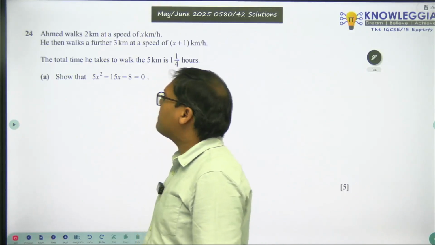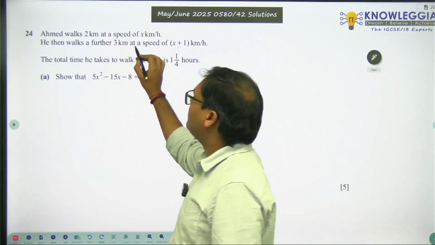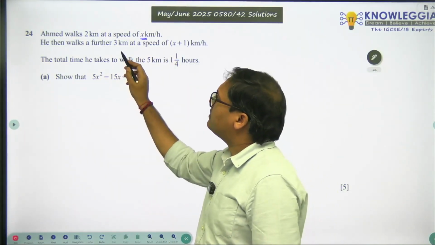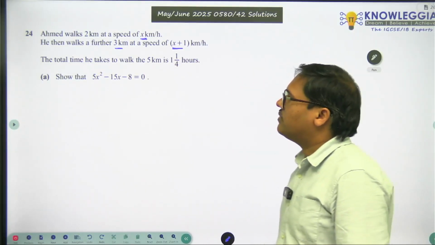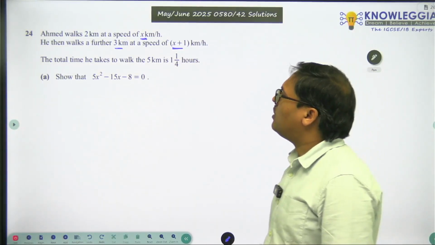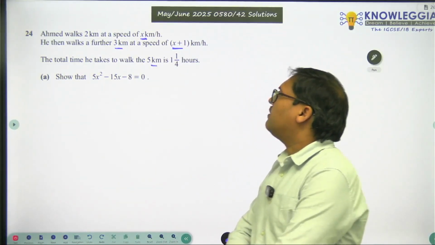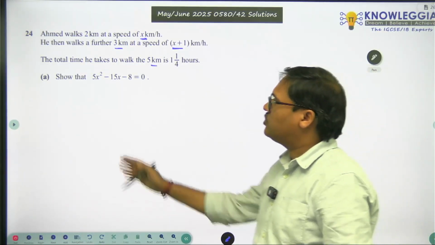Okay. Now the next one. Ahmed walks 2 kilometers at a speed of x kilometers per hour. He then walks a further 3 kilometers at a speed of x plus 1. Okay. The time taken to walk the 5 kilometers is 1 and 1/4 hours. Okay. Show that this relation holds.